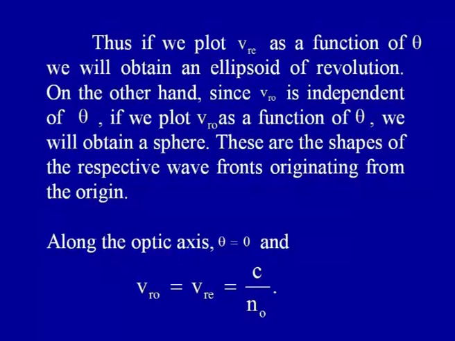Along the optic axis, θ equal to 0 and V_O is equal to V_E, which is equal to c/n_O. The two wavefronts touch each other along this direction, that is the propagation being along the optic axis, for angle θ equal to 0. Let us now consider the case of V_E perpendicular to the optic axis, propagation perpendicular to the optic axis. In this case, θ equal to π/2.